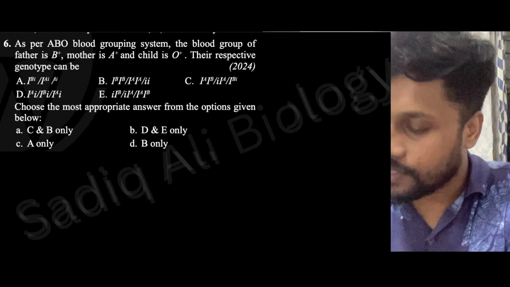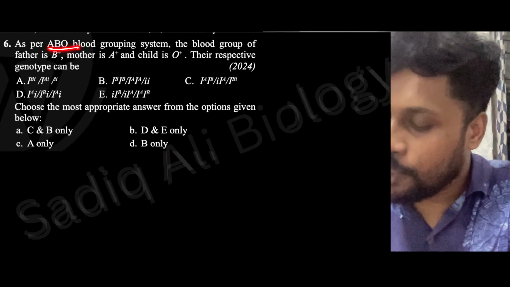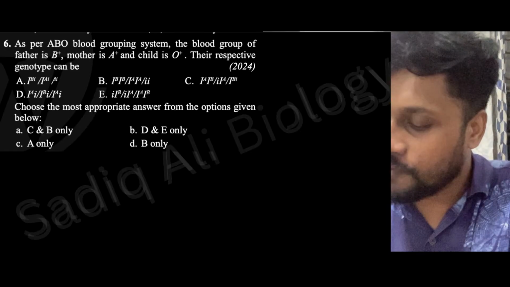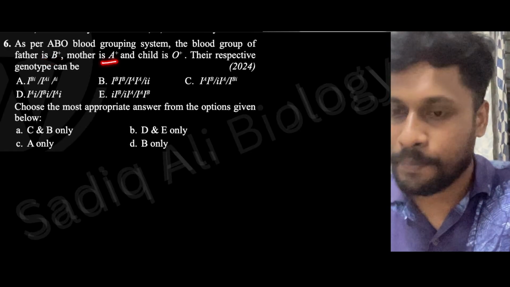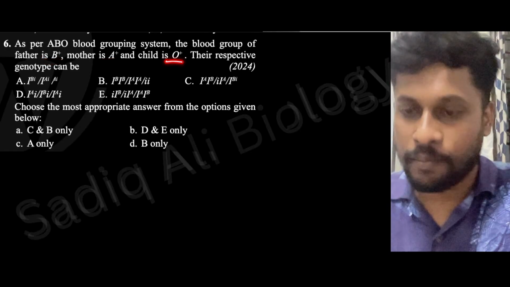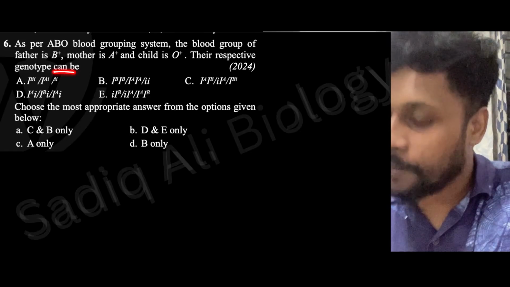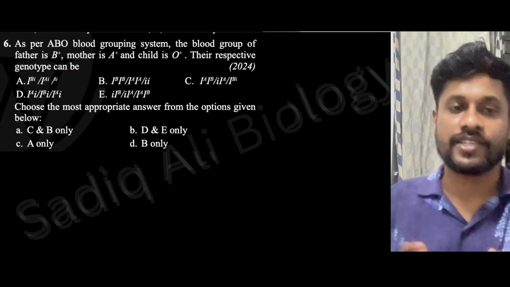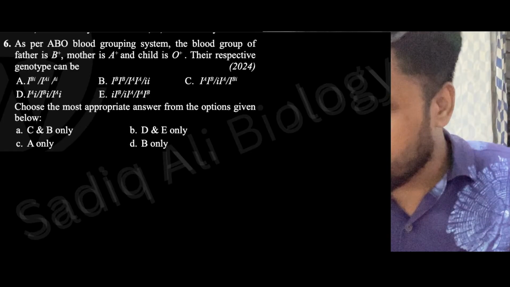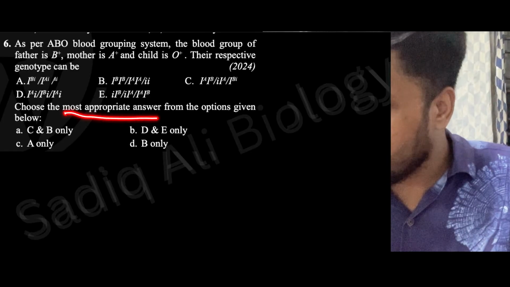No, this is, I think, different. As per ABO blood grouping system, the blood group of father is B plus, mother is A plus, and the child is O plus. The respective genotype can be... Guys, similar type of question, right? What will be the answer here? Choose the most appropriate answer.